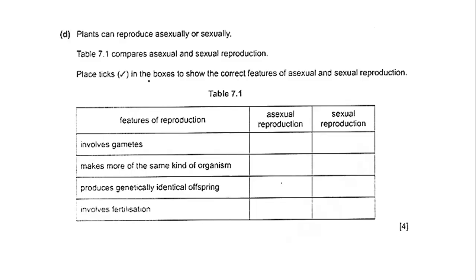Involves gametes. Which type involves gametes? Of course, it is sexual reproduction, because in asexual reproduction, there are no gametes. It's only one parent. Makes more of the same kind of organism. This is the definition of reproduction generally, so this will apply to sexual and asexual reproduction. Produces genetically identical offspring. Which one? It is the asexual reproduction. Involves fertilization. This is only in sexual reproduction.